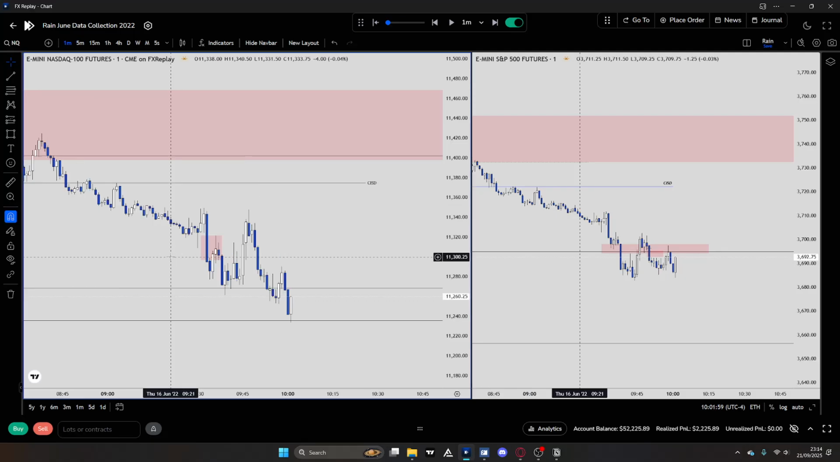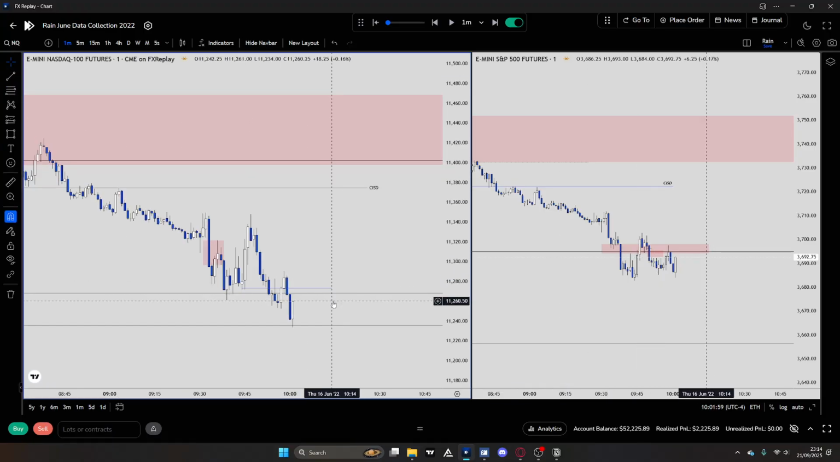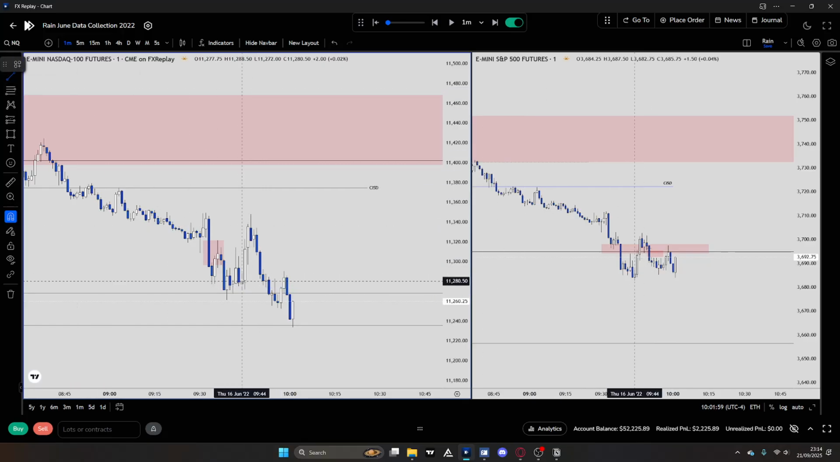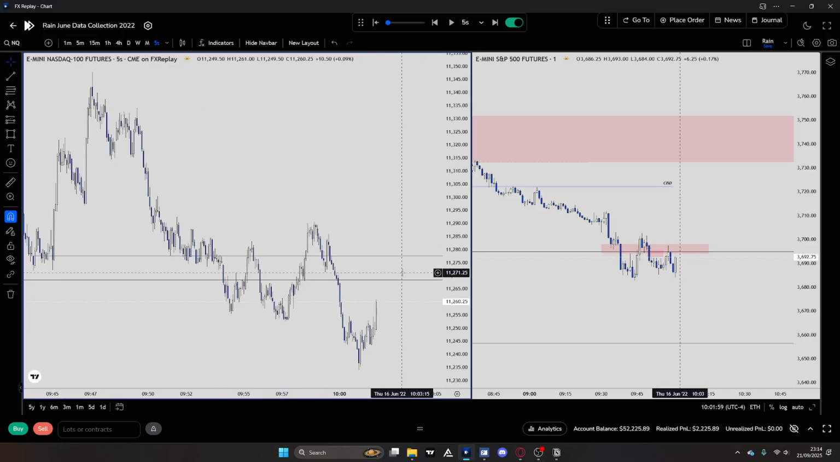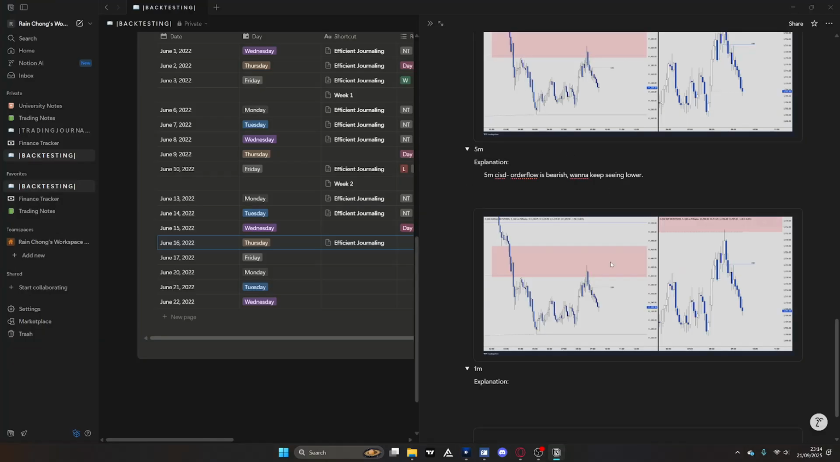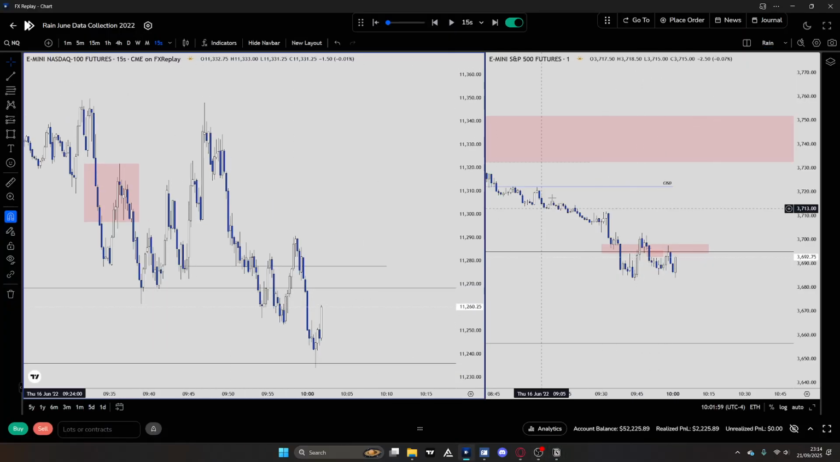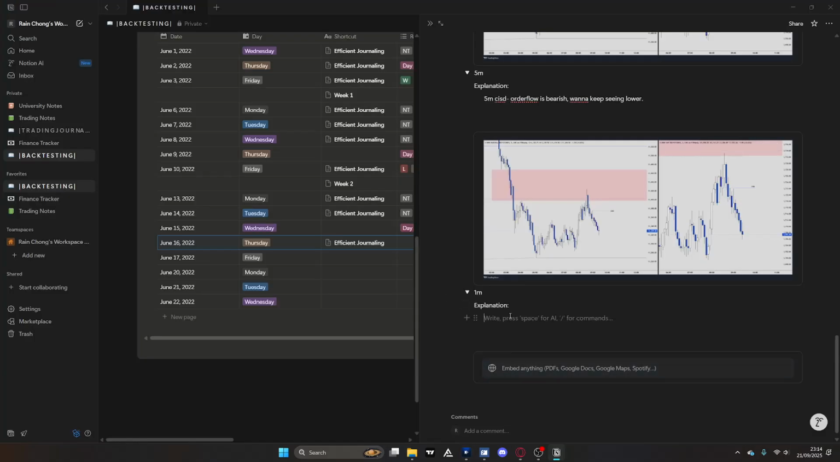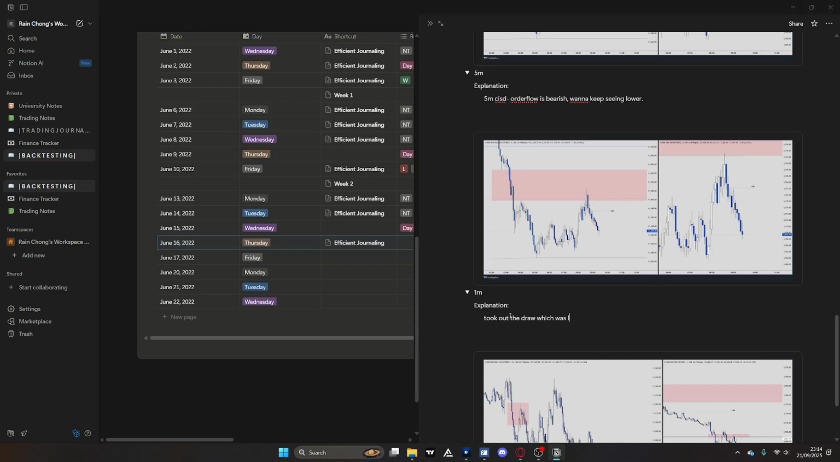Oh wait, we have this 1 minute change. It's not that bad. No model though. Yeah, okay. We'll just go to the 1 minute here. Took out the draw, which was lower. Ended up going to the next low. No entries on both 5-second and 15-second, or lower time frames.